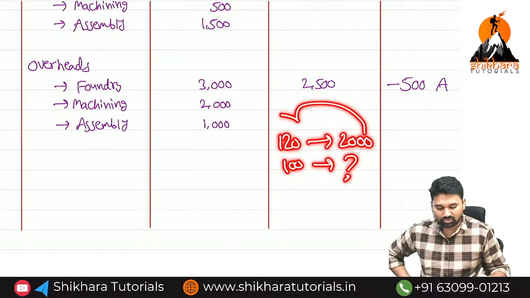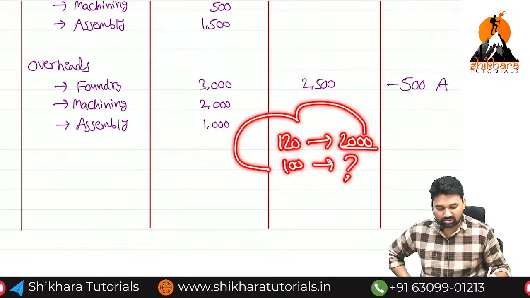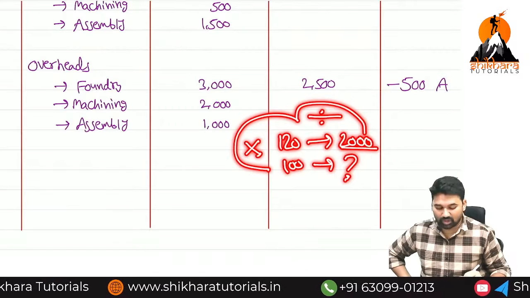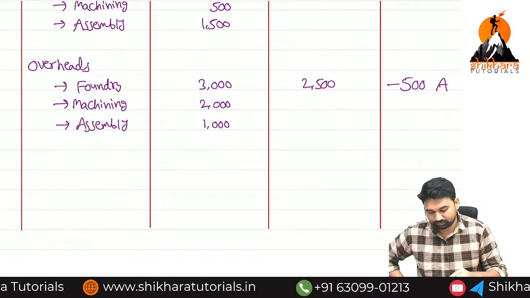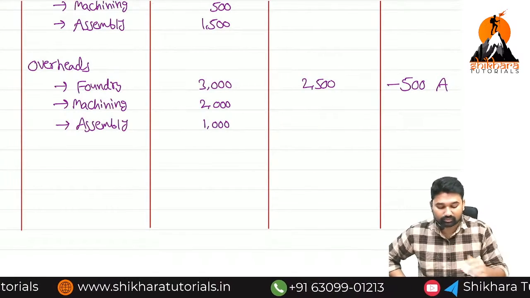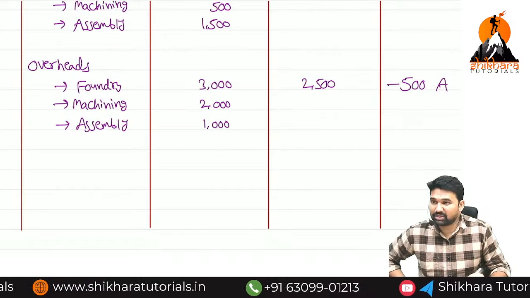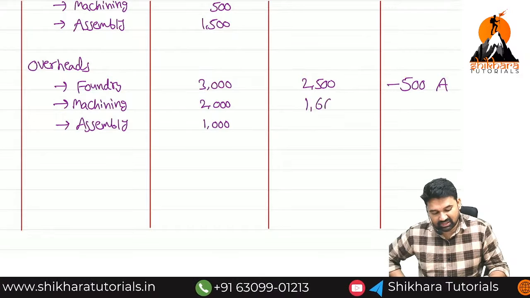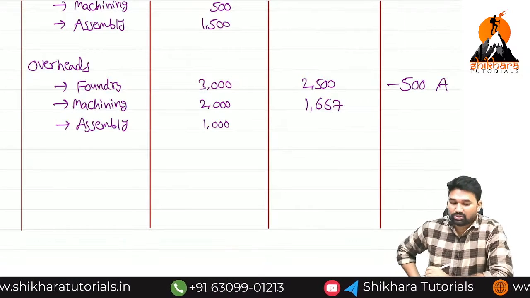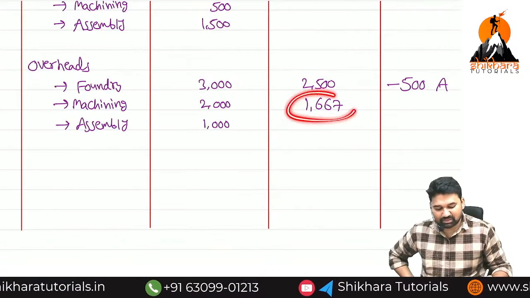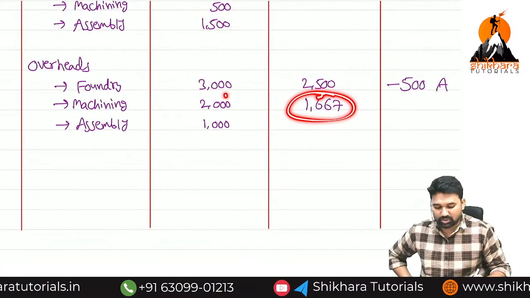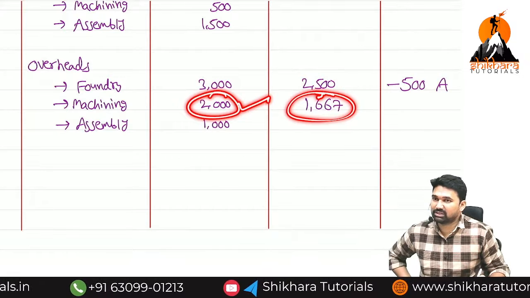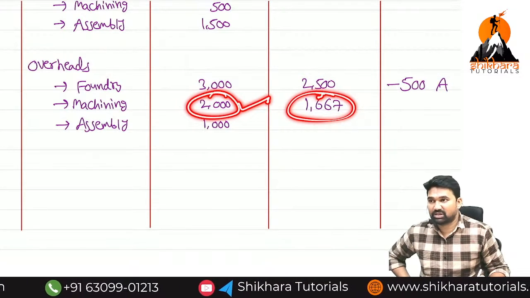And we'll do the third point. 2000 divided by 120 into 100. How much? 1667. So your budget is 1667, but you actually incurred 2000. That means over expenditure or under expenditure? Over expenditure. How much over?